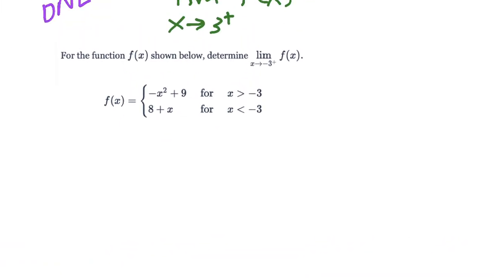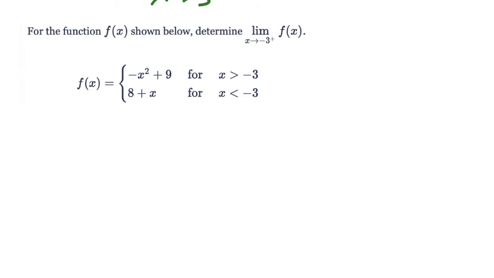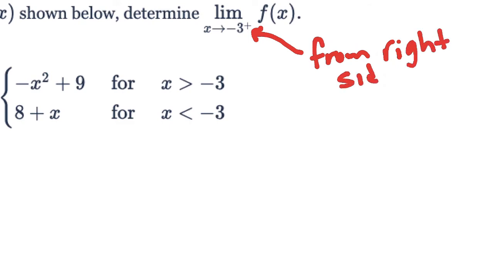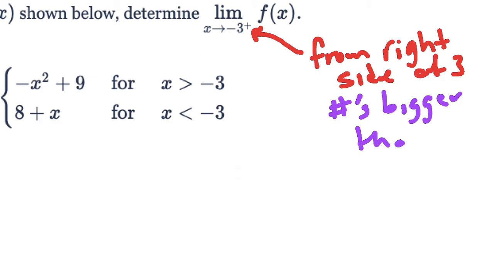Now, the next question says, take and look at this limit as x goes towards negative 3. But remember, this little symbol right here means from the right side of, sorry, it's negative 3. So that's numbers bigger than negative 3.